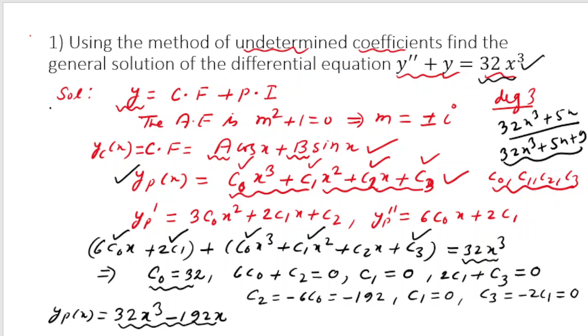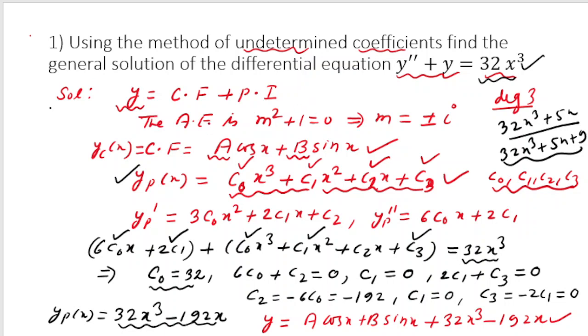So what will be the general solution? The general solution will be y is equal to the complementary function, that is a cos x plus b sin x, plus the particular integral, which is 32x cube minus 192x. So this is how the method of undetermined coefficients works.